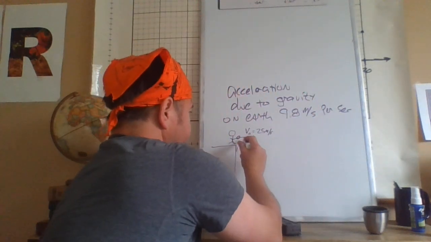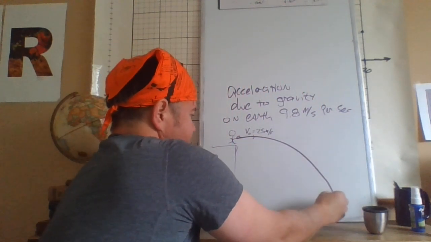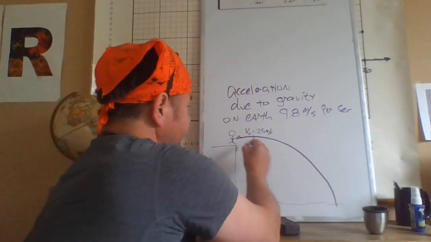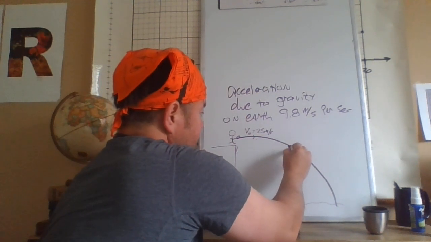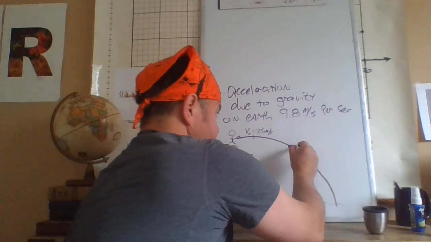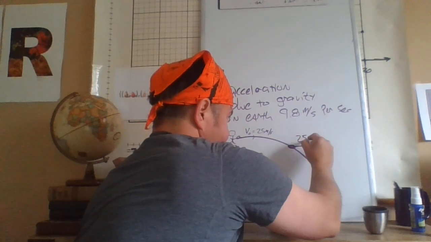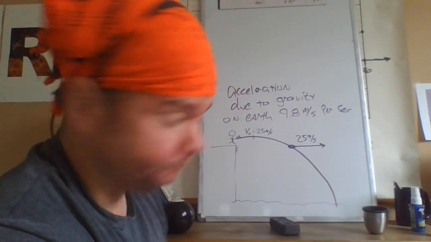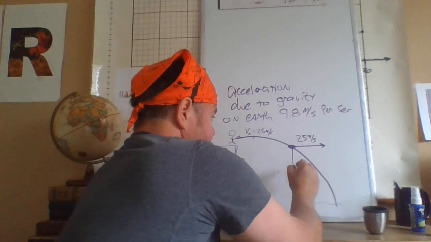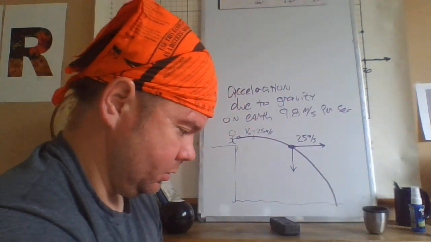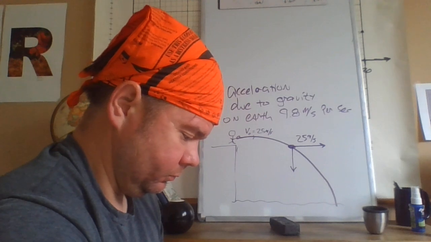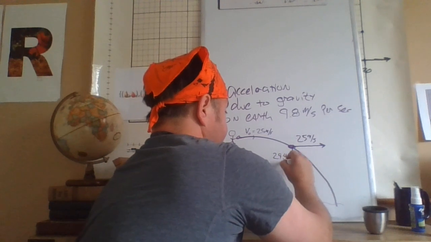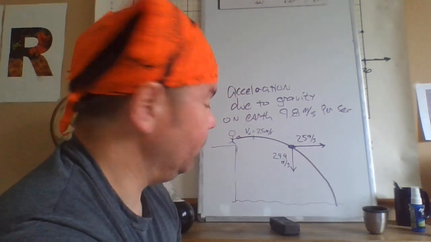So here's what's happening. It's going like this, right? And then it hits the ground or the water or whatever's down there, okay? So at 3 seconds, we'll say it's right around here. We know that its horizontal component is 25 meters per second. At 3 seconds, its vertical component is whatever 9.8 times 3 is, 29.4 meters per second.